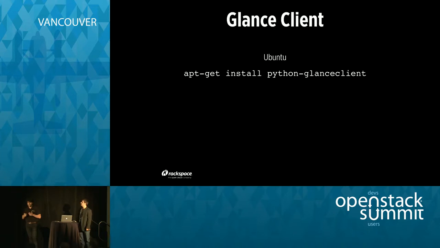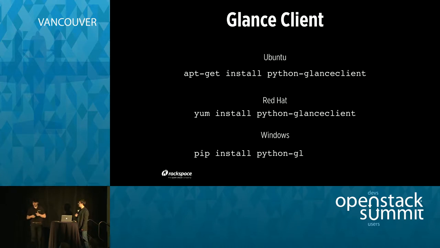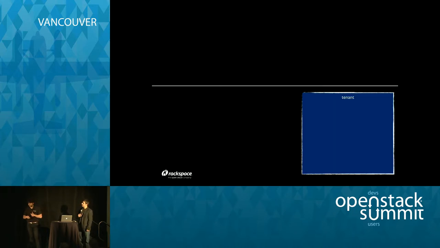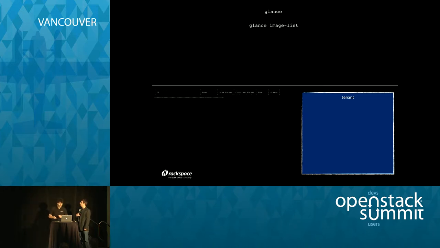To install it, you do apt-get install python-glance-client on Ubuntu, and on Red Hat, yum install python-glance-client, and on Windows, pip install python-glance-client. Okay, go ahead and do a glance image list. What it's going to do is show you that you have nothing in there. We don't have an image in there yet. We want to boot a VM. That's our goal, right? Many of you haven't booted one yet.